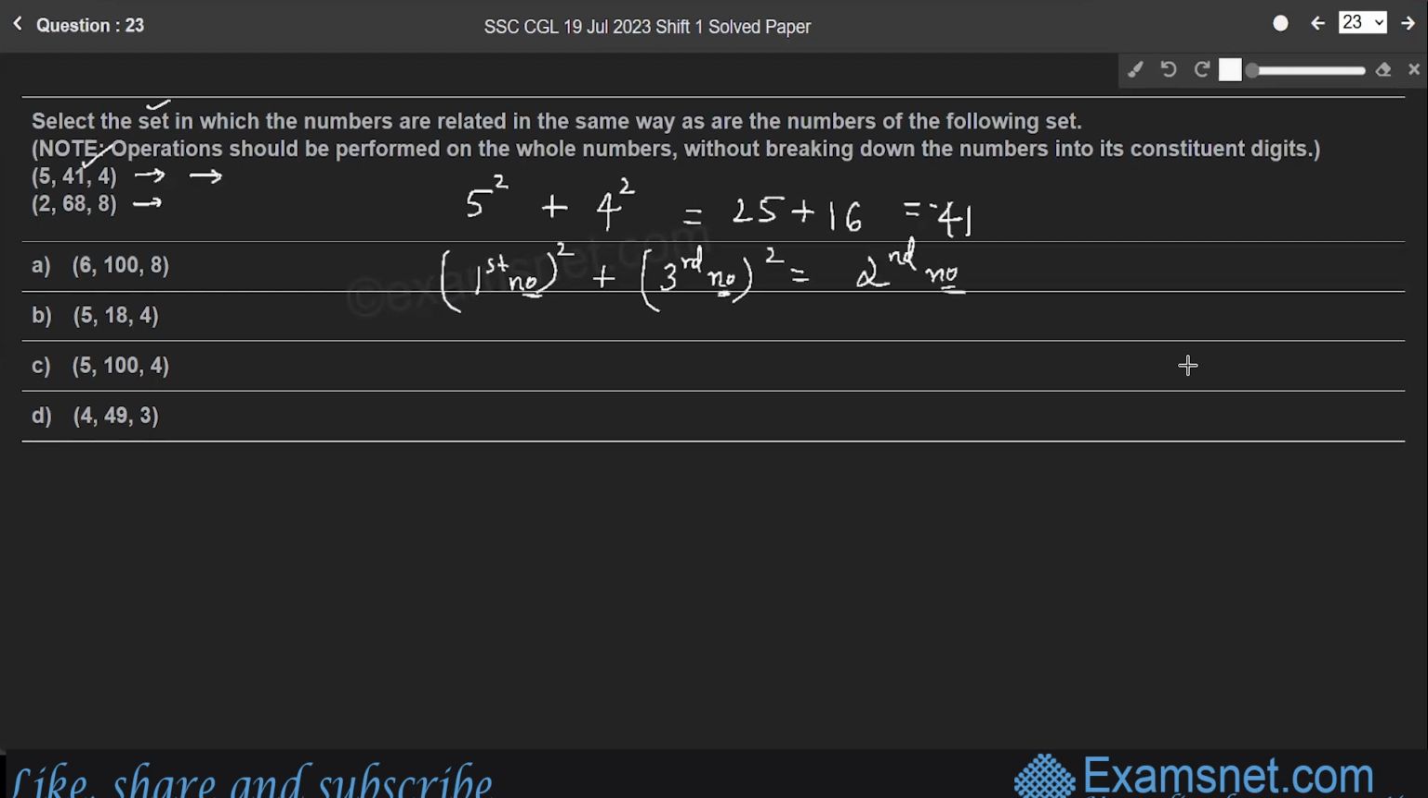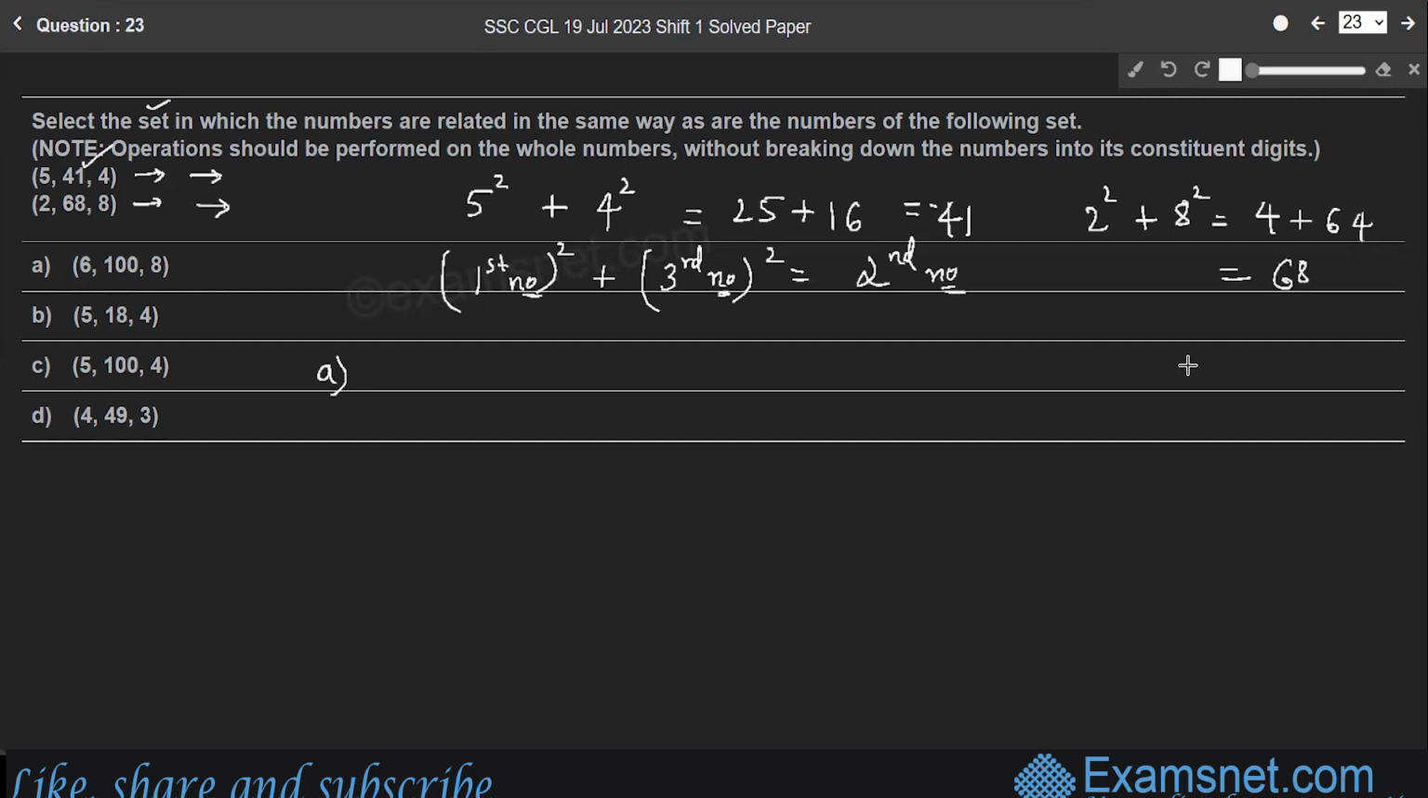Simple rule. So similarly, the second set of numbers follows the same rule. So you can verify square of first number plus square of third number, 8 square plus 2 square. 4 plus 64, which is 68, which is the second number, right? So among the given 4 options, let us find which of the given options follows the same logic, right?